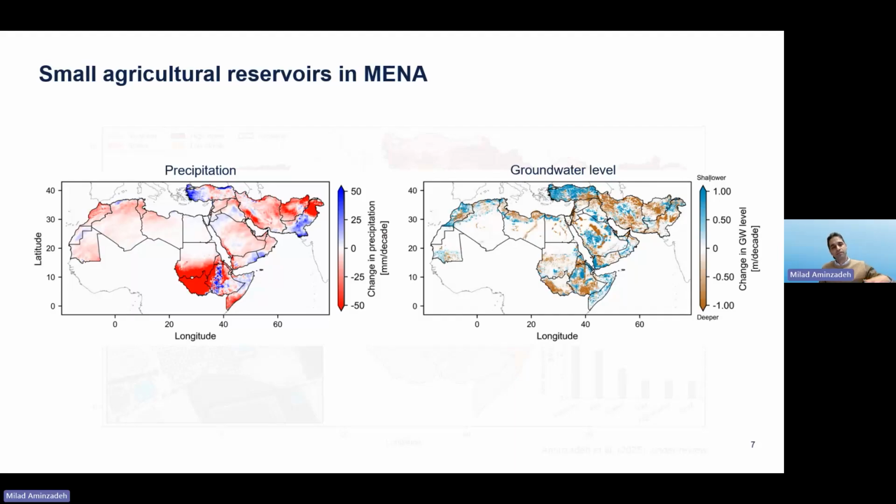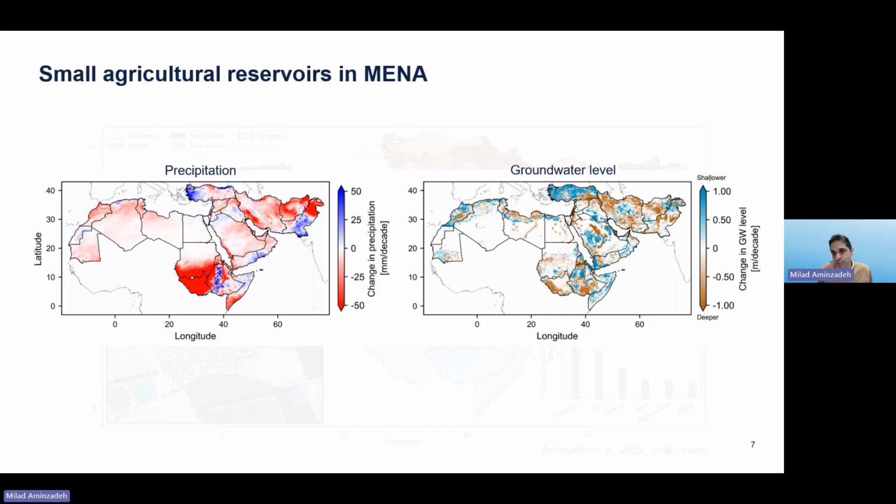When we look at the variation of precipitation in MENA, we see that over the past 30 years, in many regions shown in red, there is a decline in the precipitation rate. At the same time, we also saw a drop in the groundwater level. So from one side, we have less precipitation, and from the other side, a drop in the groundwater level. These perhaps suggest the abstraction of the precious groundwater to fill these reservoirs to support agriculture.